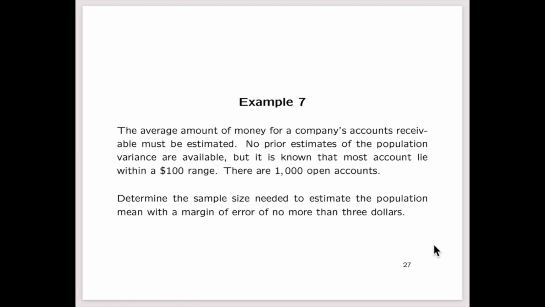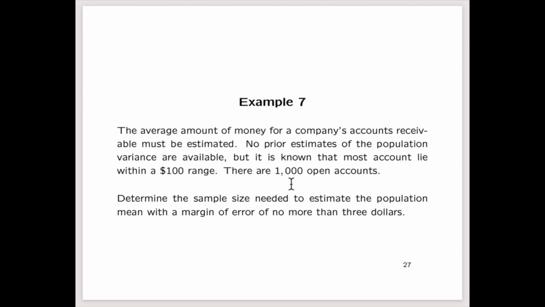The average amount of money for a company's accounts receivable must be estimated. No prior estimates of the population variance are available, but it is known that most accounts lie within a $100 range of the population mean, whatever that population mean happens to be. Suppose further that there are 1,000 open accounts. Determine the sample size needed to estimate the population mean with a margin of error of no more than $3. So the population size here is 1,000. That's the number of open accounts.